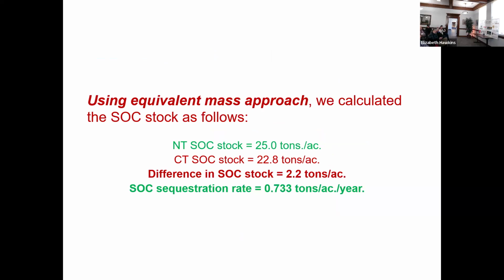And now we calculate again. We found no-till soil carbon stock, 25 tons, rather than so much earlier. And conventional till soil, the same amount. The difference is 2.2 tons per acre. And the carbon sequestration rate is 0.733 tons per acre per year. That means around 1,500 pounds. That is reasonable. So you can sell this much carbon, not the one with 2.3 tons of carbon per year. No, you cannot do that.